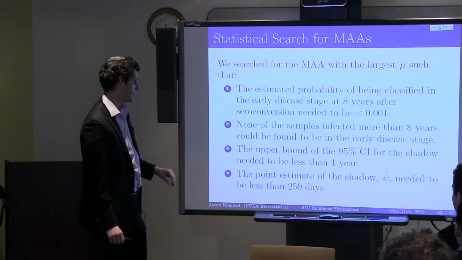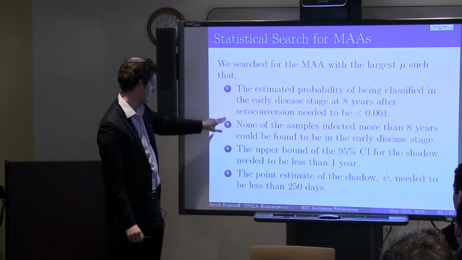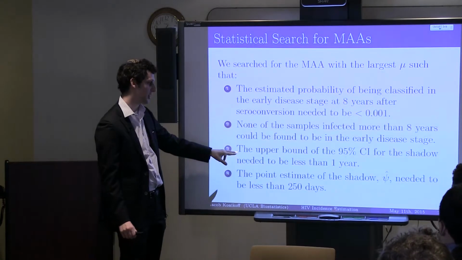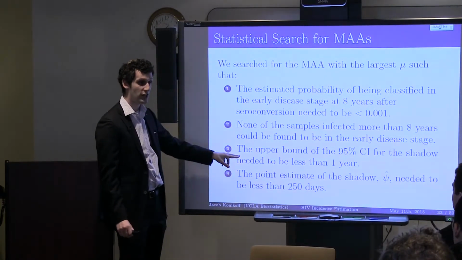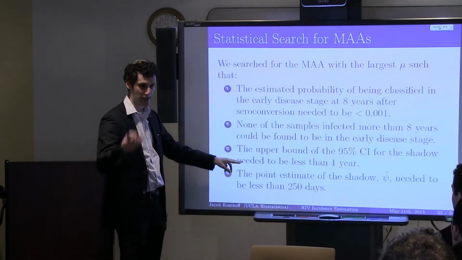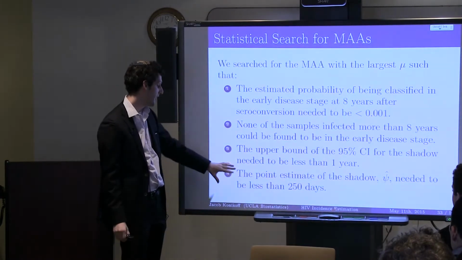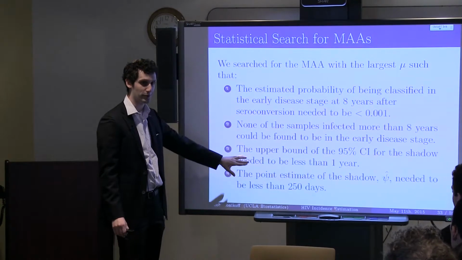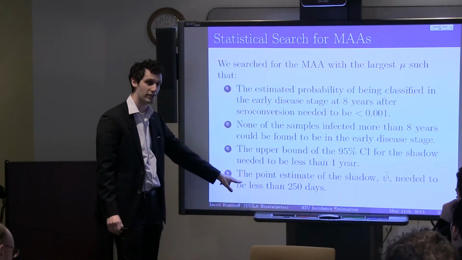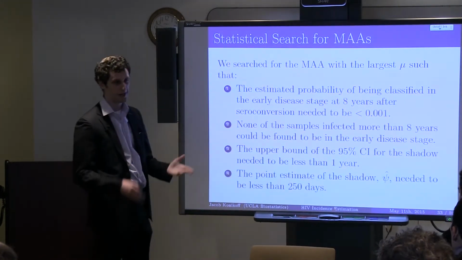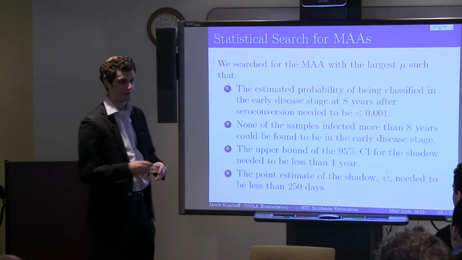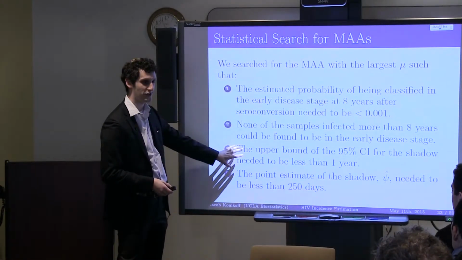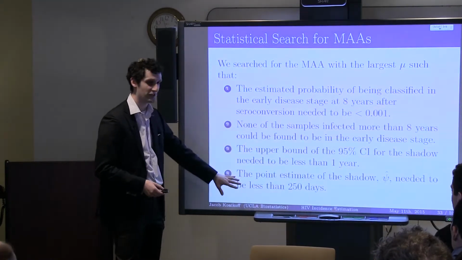We don't want the upper 95% bound of the confidence interval for the shadow, or psi, to be more than 1 year, because we want to be certain that we're estimating in the past year. And then as a trick to making this easier computationally, we're just going to require that the point estimate is less than 250 days. We found that once they got up near 250 days, they always went over, and it was very computationally intensive to calculate this, pretty easy to calculate that.